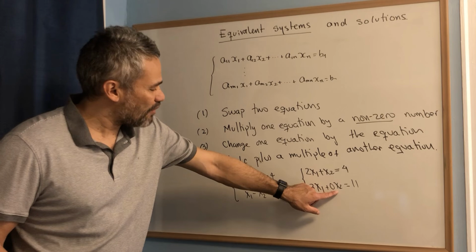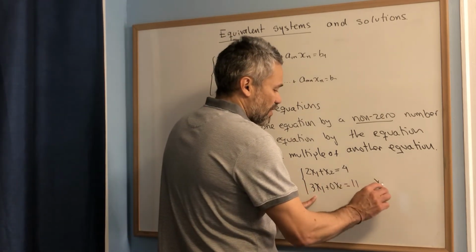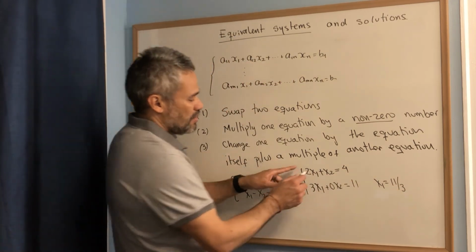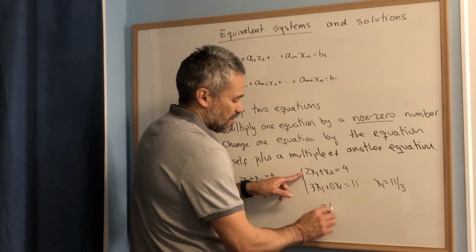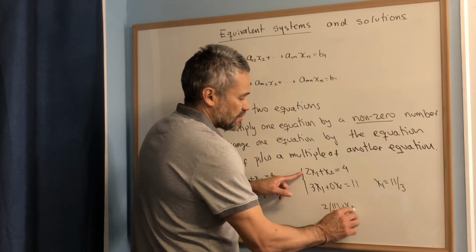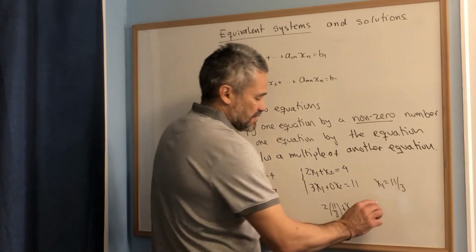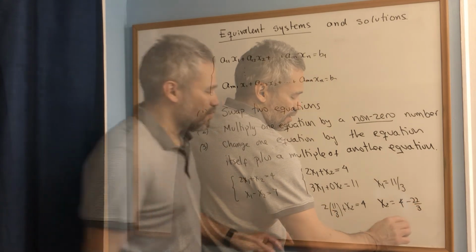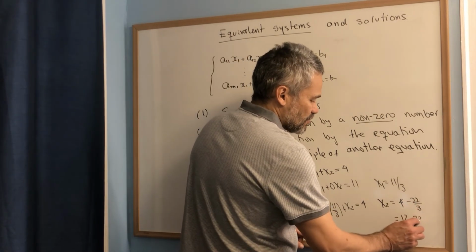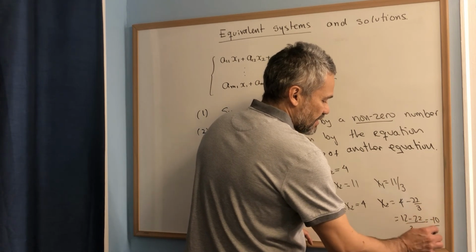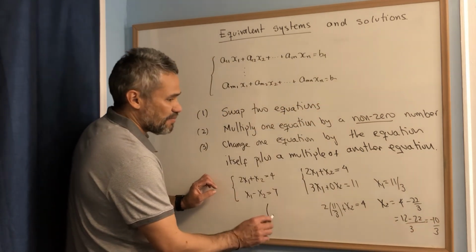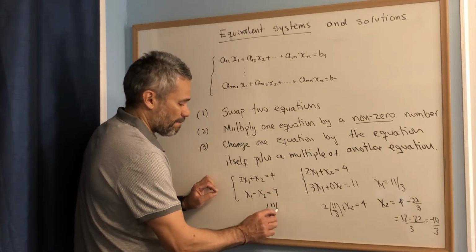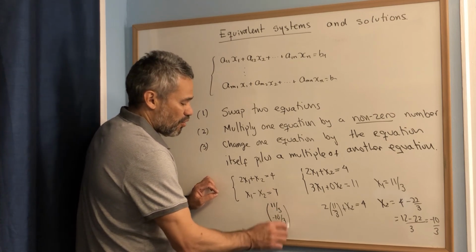Once one of the variables is gone, I can solve for x1. x1 is 11 over 3, and once I have this, I can replace that in the first equation, and I get 2 times 11 over 3 plus x2 equal 4. That means that x2 is 4 minus 22 over 3, which is 12 minus 22 over 3, which is negative 10 over 3. Then the solution of this system is 11 over 3 and negative 10 over 3.